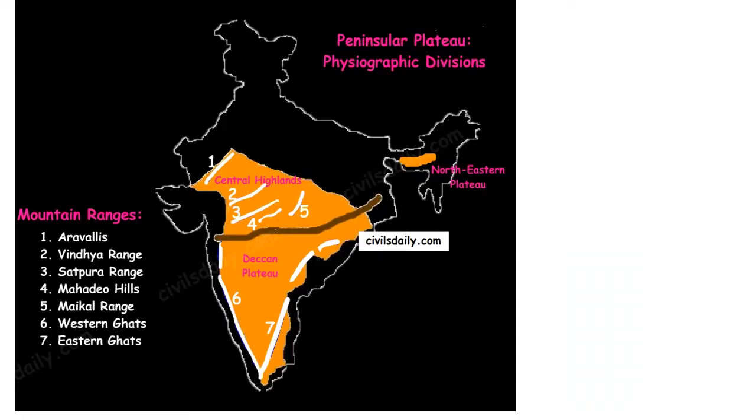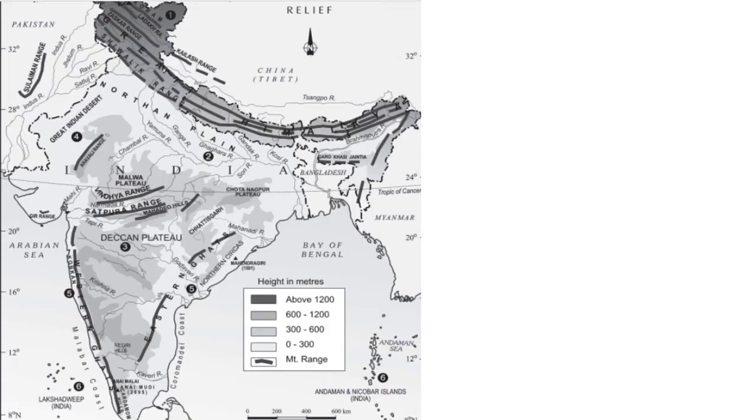This peninsular plateau is divided into two, the Central Highland and the Deccan Plateau. The Central Highland and Deccan Plateau are divided by the Narmada River. Remember this. Here lies the river Narmada and this portion is termed the Central Highland, and to the south of Narmada River lies the Deccan Plateau.